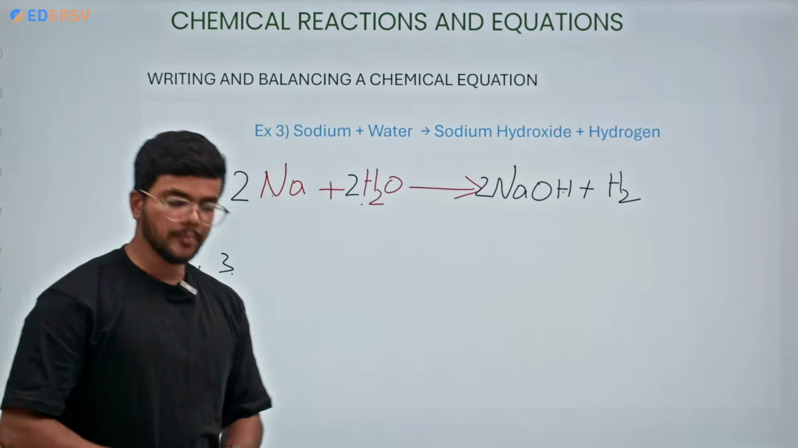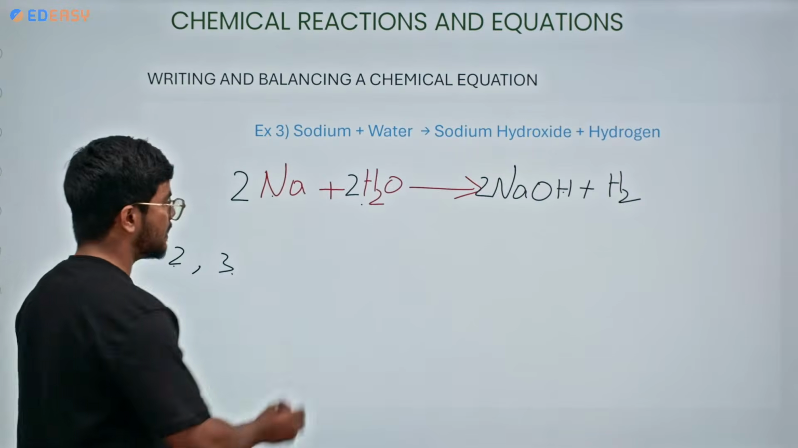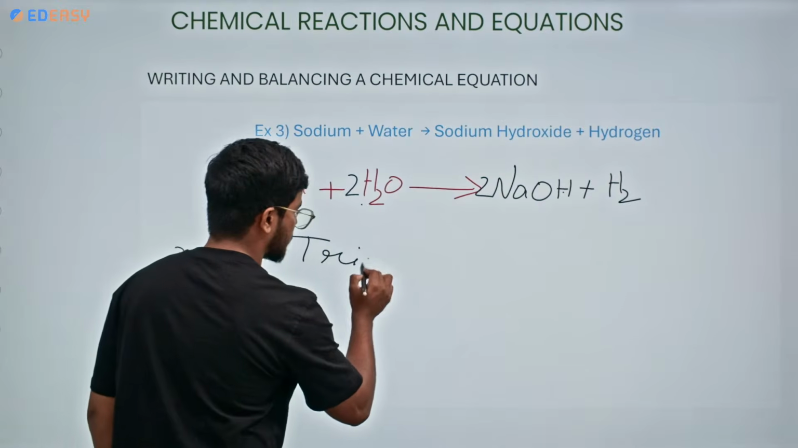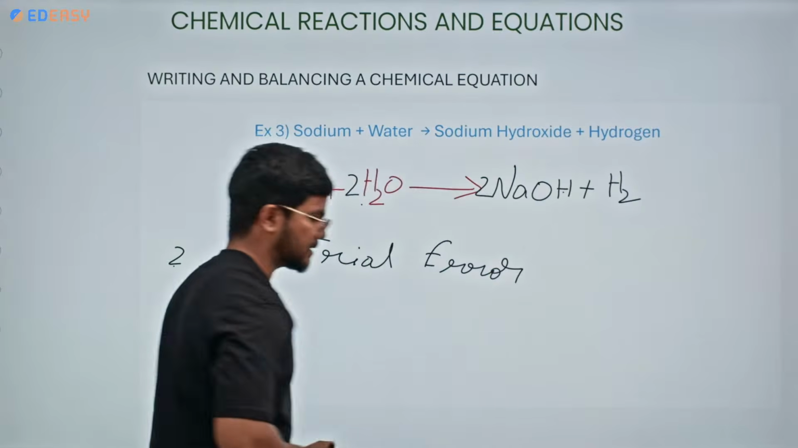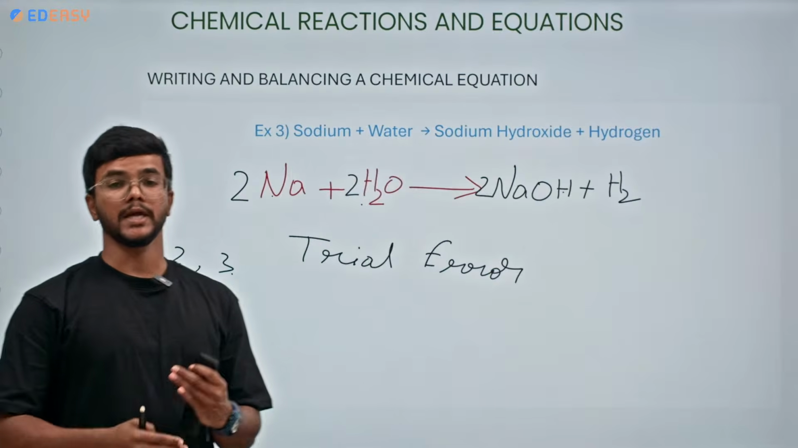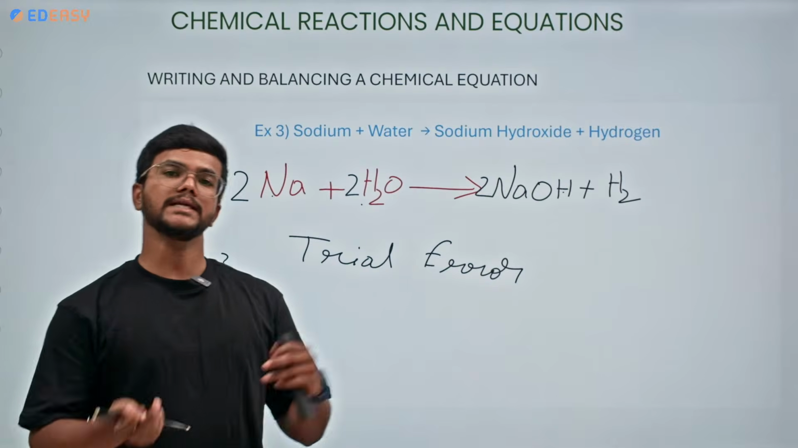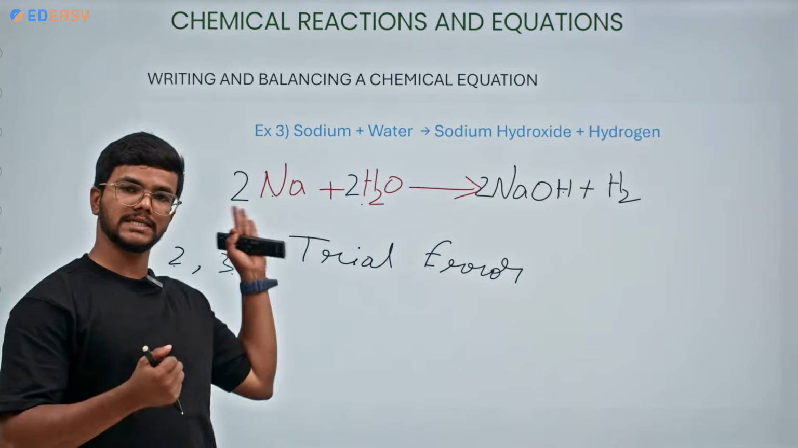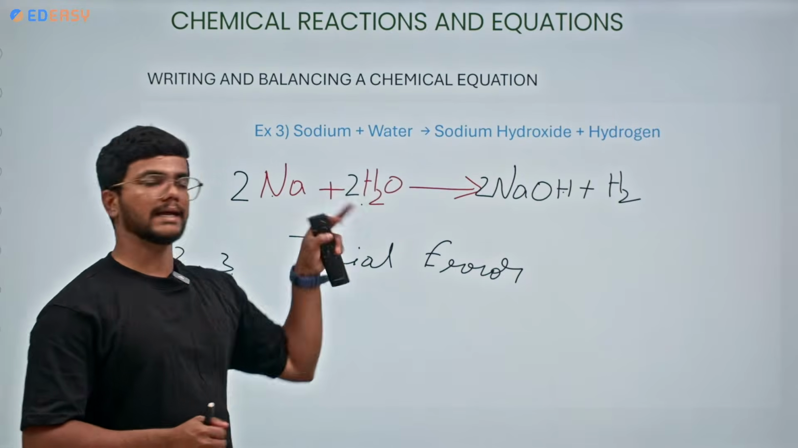Okay, hope you understand the balancing chemical equation. This method is called the trial and error method. Why is it called the trial and error method? We are trialing first. If there is any error, we have to again check the number of atoms in the LHS and in the RHS, then you can proceed with the trial again.